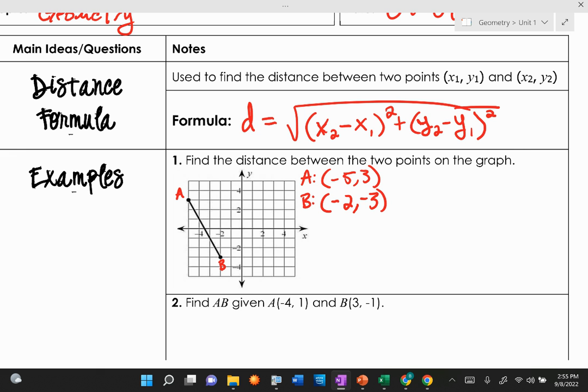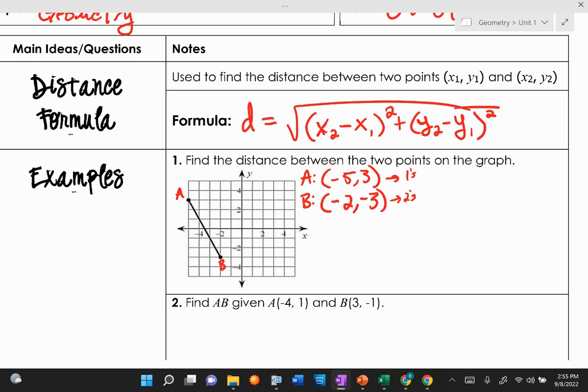So does it matter? I could make A the 1s and B the 2s, or I could make B the 1s and A the 2s. It doesn't matter. So I'll just say that A is going to be the 1s, B is going to be the 2s. Now, you won't have to write all this out for every problem, but for the first one, I think it's important to make sure that you know what you're supposed to do.